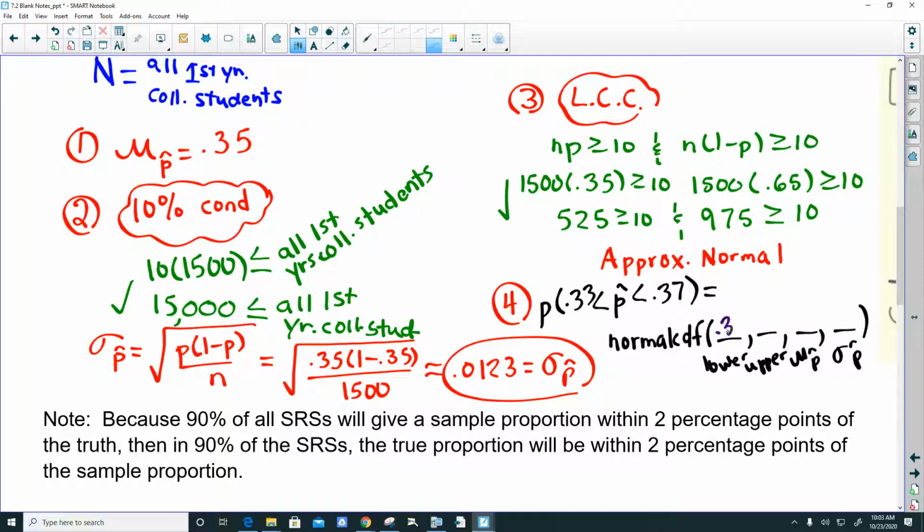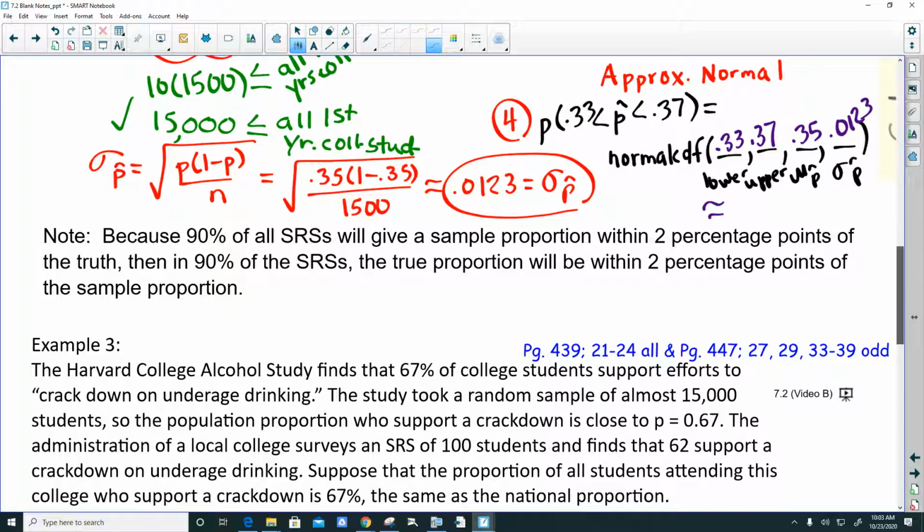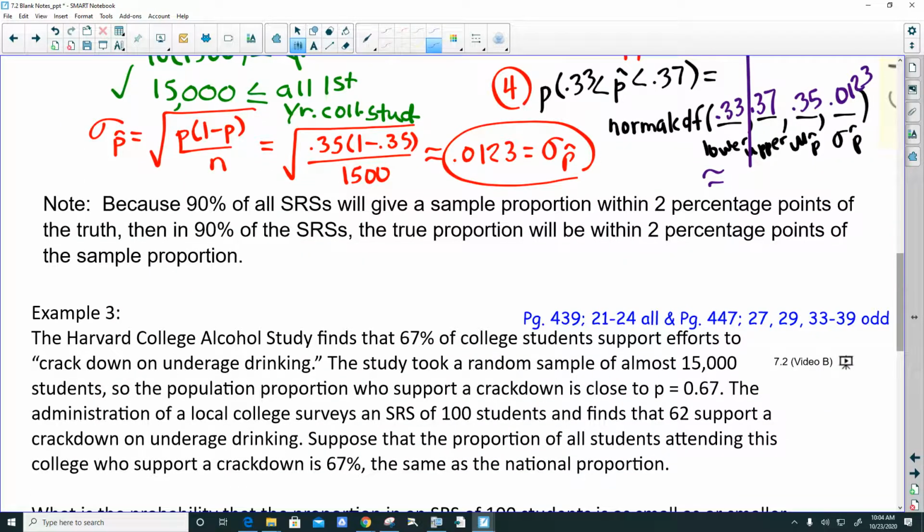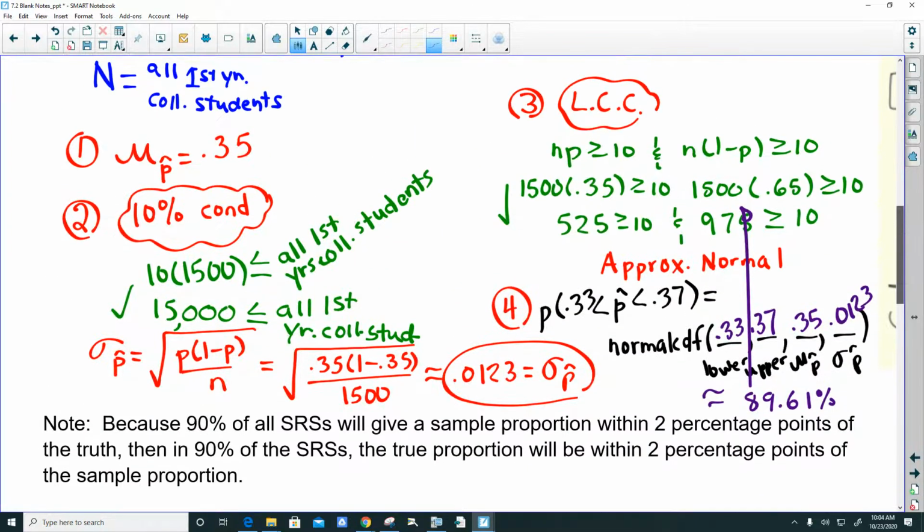So our lower is 0.33 and our upper is 0.37. We have our mean from step 1. We have our standard deviation from step 2. We punch those into the calculator, and we end up getting roughly an 89.61% chance that the sample proportion drawn would be somewhere between 33% and 37%.